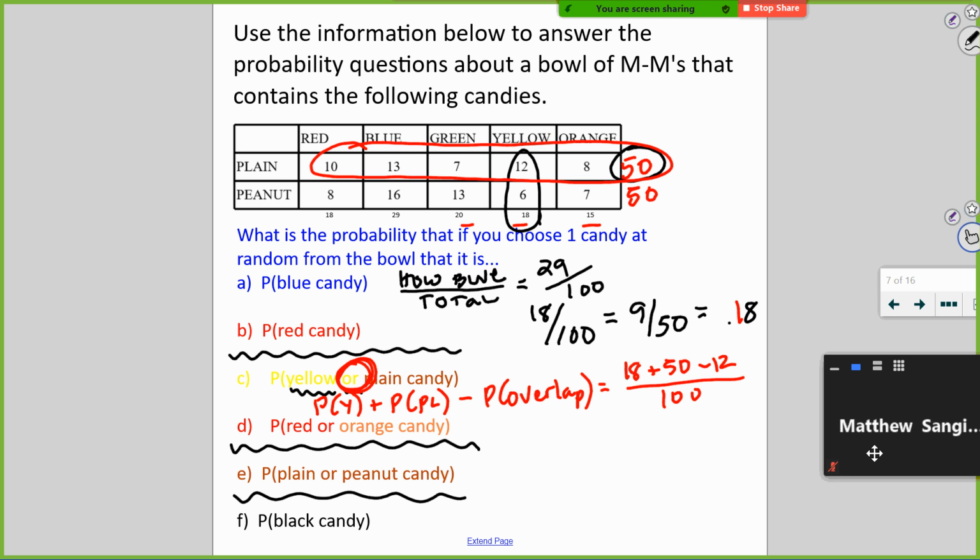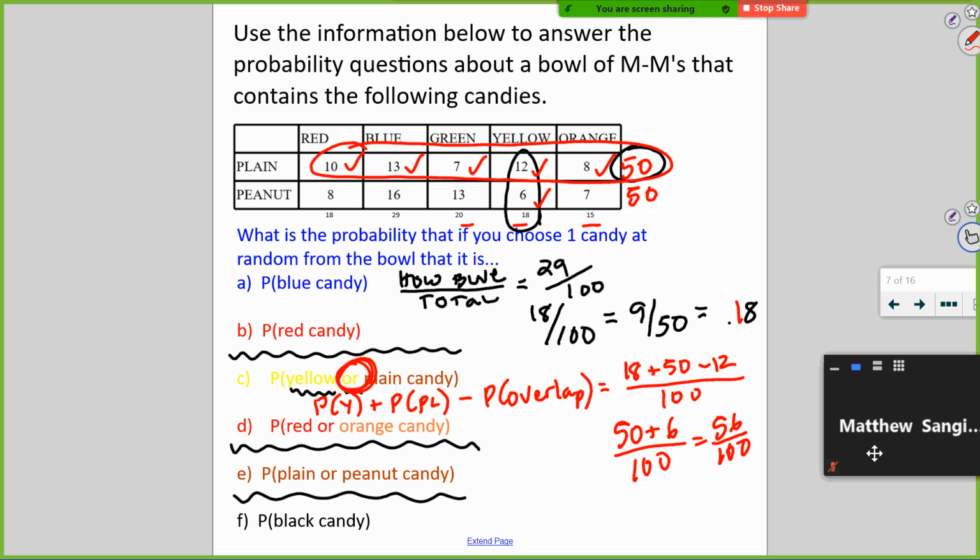An or problem. Honestly, I don't do that. I kind of say, okay, there's 50 plain. So I did the 10, I did the 13, I did the 7, I did the 12, I did the 8. And then I go ahead and add in the yellows I didn't count yet. I add the 6. So either way is fine. Okay?